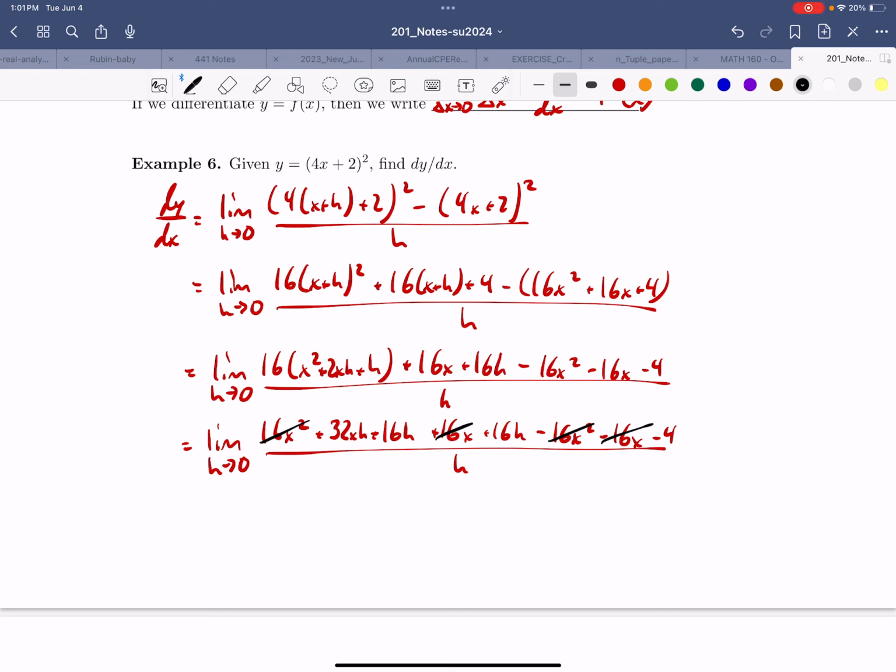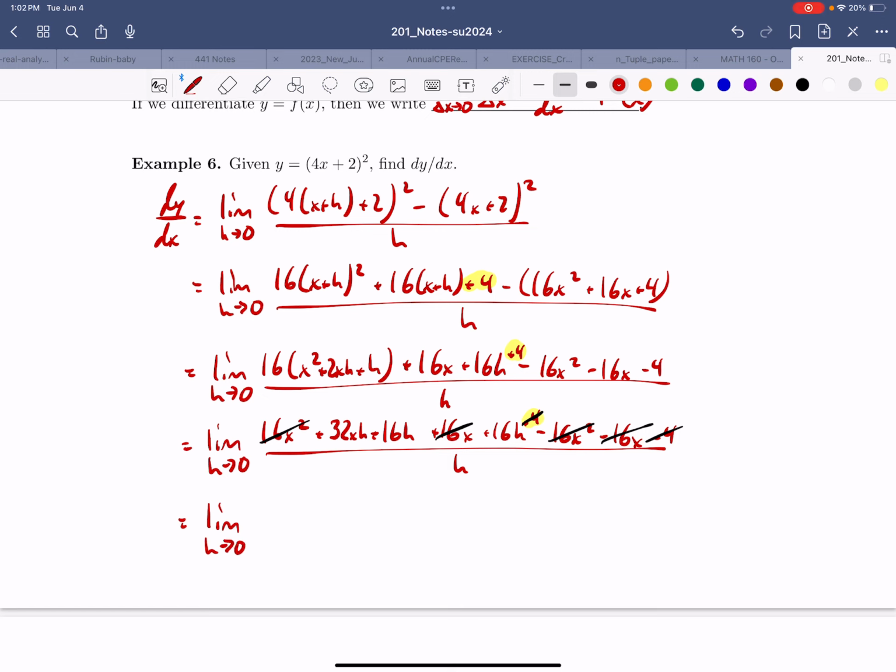Where did my plus 4 go? I think I forgot my plus 4, too. I forgot my plus 4 up here, because that's going to cancel with that. Just to be clear, I had forgotten my plus 4. My bad. Anyway, we cancel all those, and I knew that we needed to cancel all those because those were all of our non-h terms.